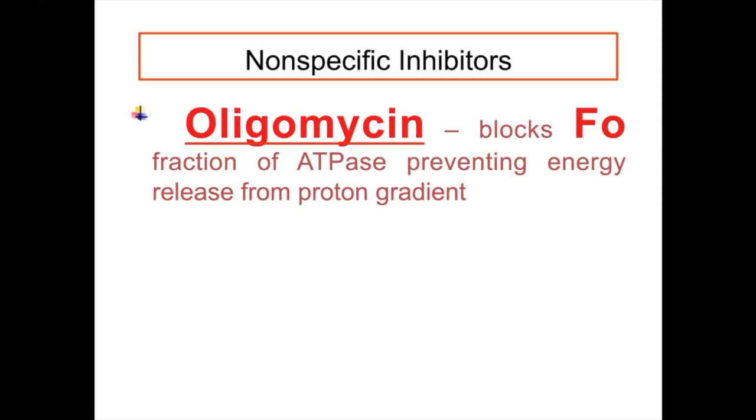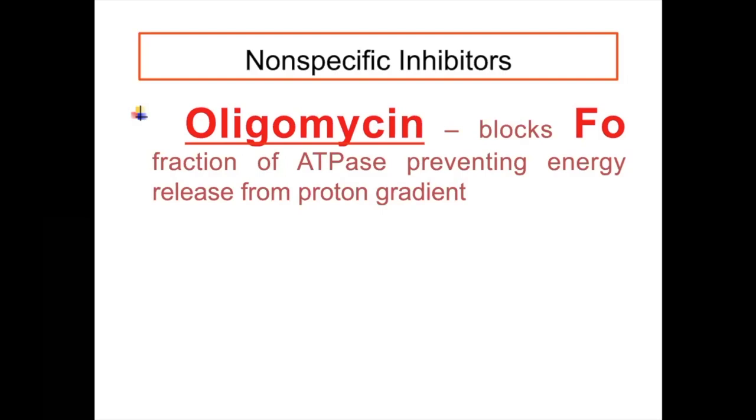So ATPase the enzyme has subunits or fractions. Specifically, the FO fraction is inhibited by oligomycin. So oligomycin, as a big letter O, blocks what fraction? FO. So FO is oligomycin. Now, what happens if you block the enzyme ATPase? It's simple. ATP will not be produced. If you remember, this is complex 5 of the electron transport chain.